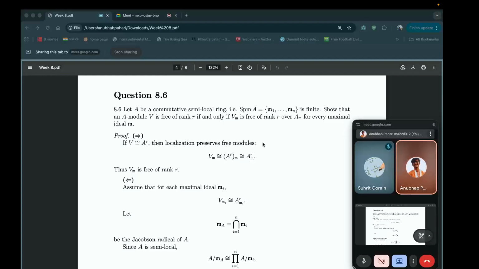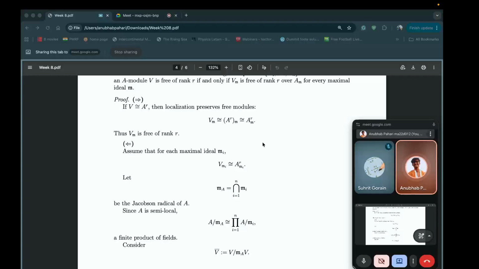That says that if V is free, that is V is isomorphic to some A to the power R, then localization preserves free modules. That is, localization behaves well under direct sums. Therefore Vm is isomorphic to (Am) to the power R, which is isomorphic to A to the power R suffix m. Thus it is clear that Vm is free of rank R over Am.